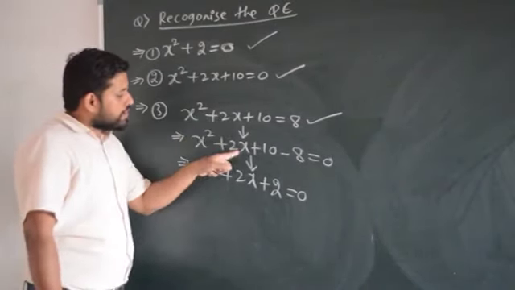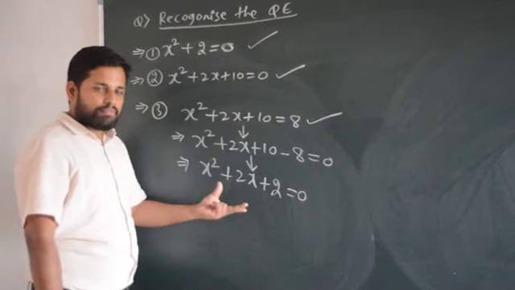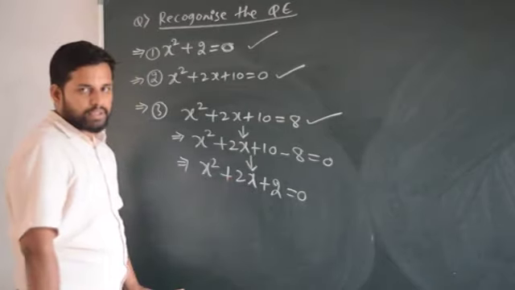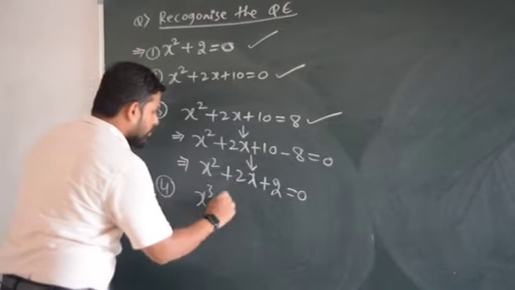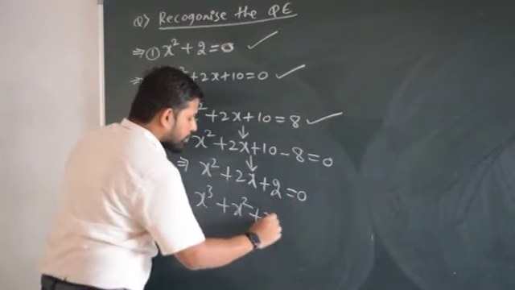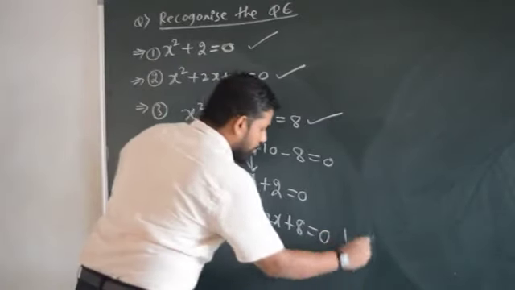This equation and the third equation, they look different, but they are one and the same. They have been written in different forms, that's it. Okay? Now let me give you a fourth example. If I write x cube plus x square plus 2x plus 8 is equal to 0, is it a quadratic equation? No. The answer is no.